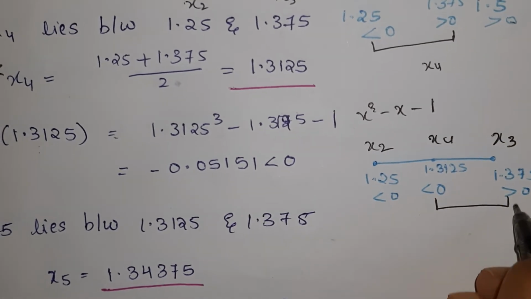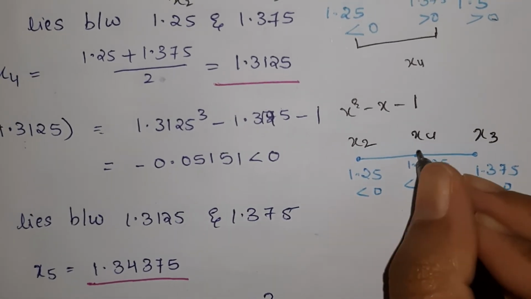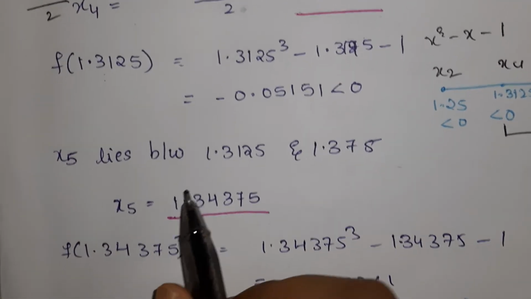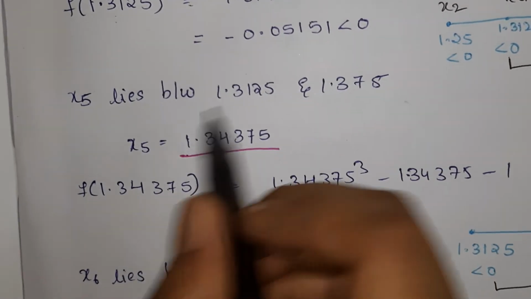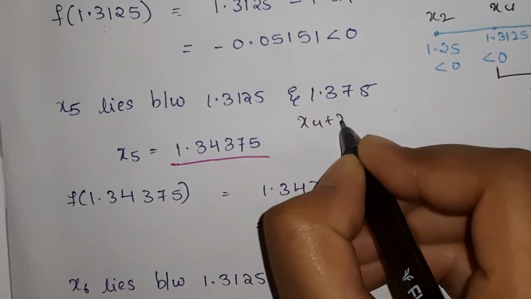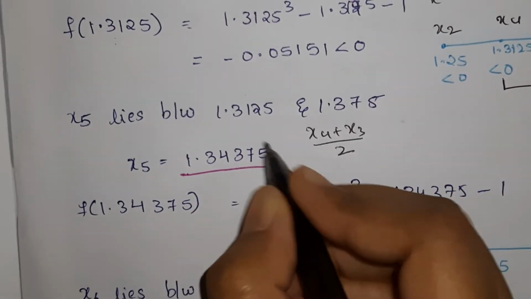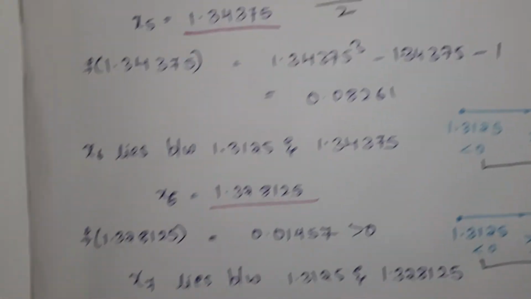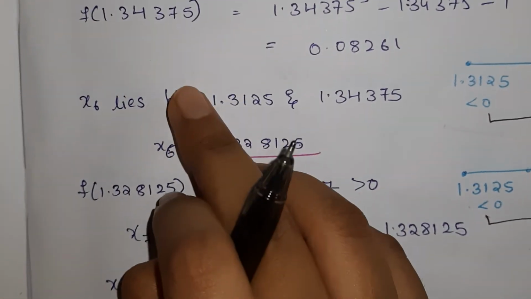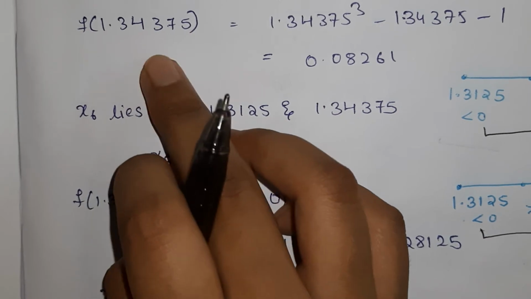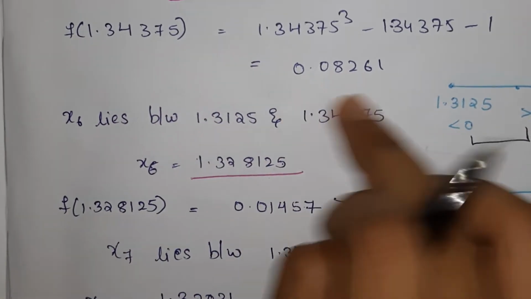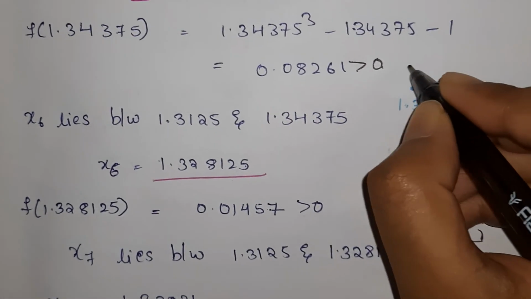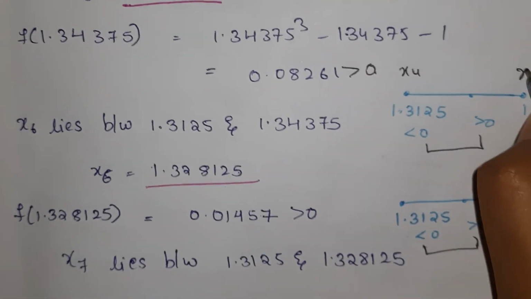Now our x5 lies between x4 and x3. See here, so what did we do? x4 plus x3 by 2. Whatever we did, we got 1.34375. Now we are going to find f of 1.34375. When we got this value, it is greater than 0. So here this is x4 and this is x3.